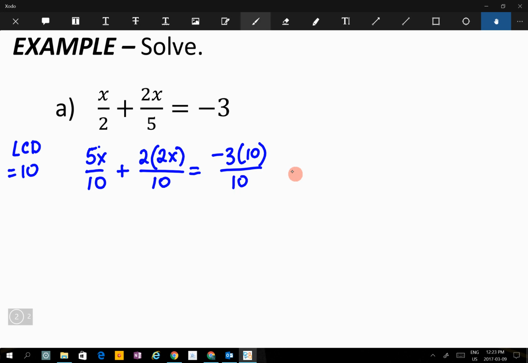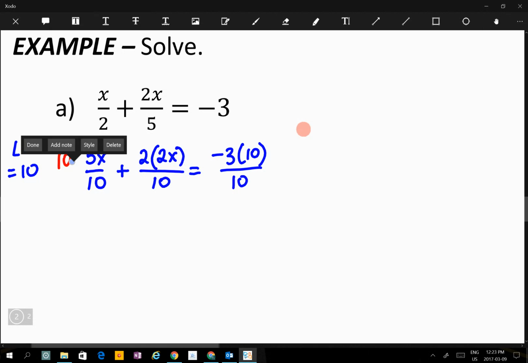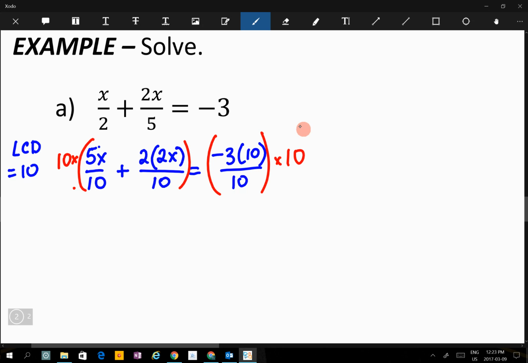Maybe a better way to explain it is, imagine me taking this entire equation and multiplying everything by 10, both the left side and the right side. What would that do? Well, imagine the distributive property. The distributive property says multiply the 10 with each of the terms inside. The 10 will just cancel out with the 10 on the bottom, and this 10 will cancel out with this 10. So I'm multiplying 10 on both sides to balance the equation, and by doing that, I can cancel out those 10s in the bottom.